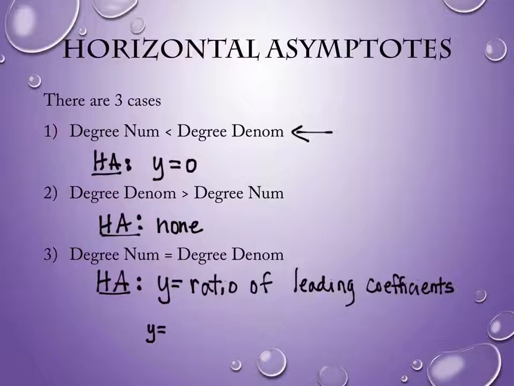If you had a function that said x minus 5 instead over x minus 2, these would both have degree 1, right? Let me make it just a little bit more interesting so that I can talk. If these both have degree 1, it would be an example of the third case. What you would do is take the leading coefficients. What's the coefficient on the top? It's 2. And what's the leading coefficient on the bottom? It's a 1. So you'd get a horizontal asymptote of y equals 2. That's how you do it.